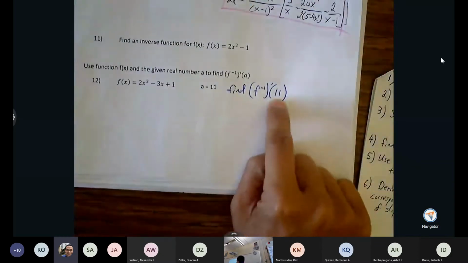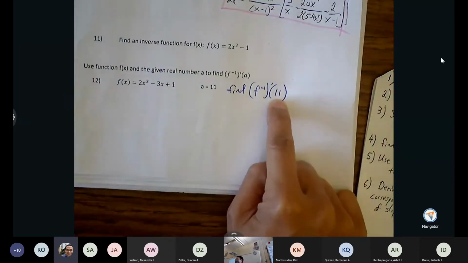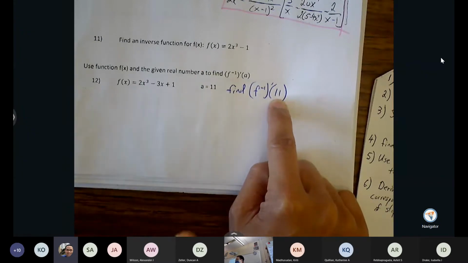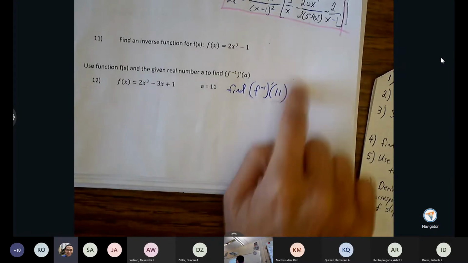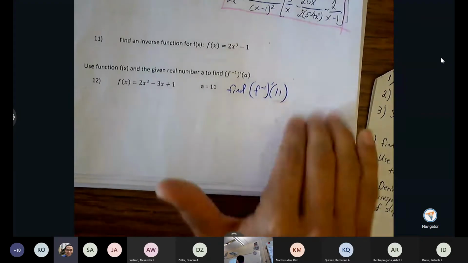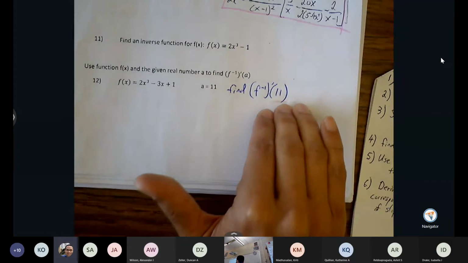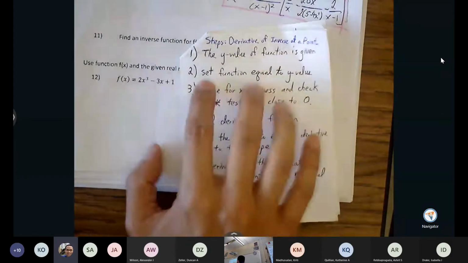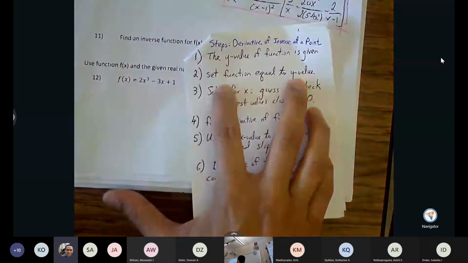So even though this is sitting as the x value of the inverse, for our purposes, it's going to be the y value of the function, because everything that we're working on is on the function side of things. Even though in the end, we're going to be using that to evaluate the slope of the derivative of the inverse. So because we have the y value of the function given, we're going to set the function equal to the y value and solve for x.